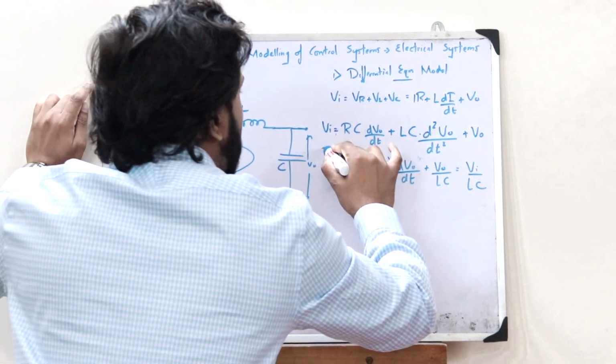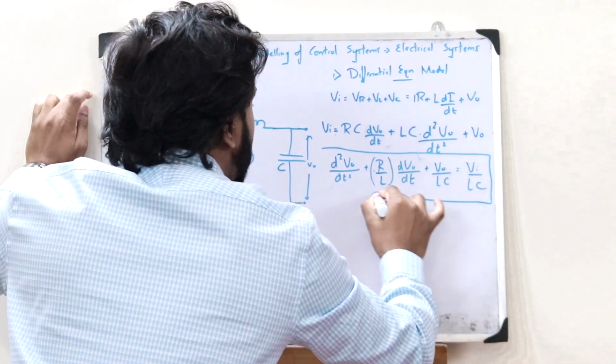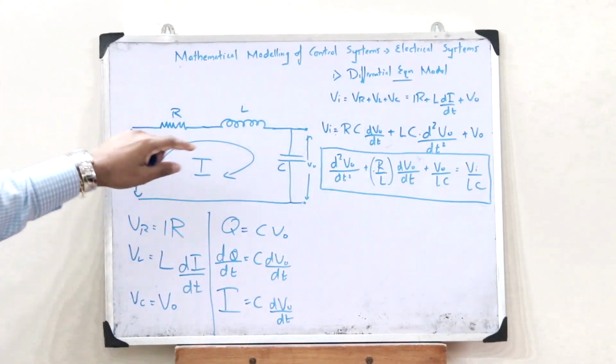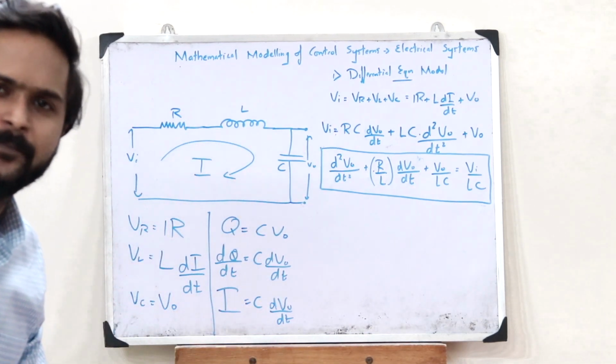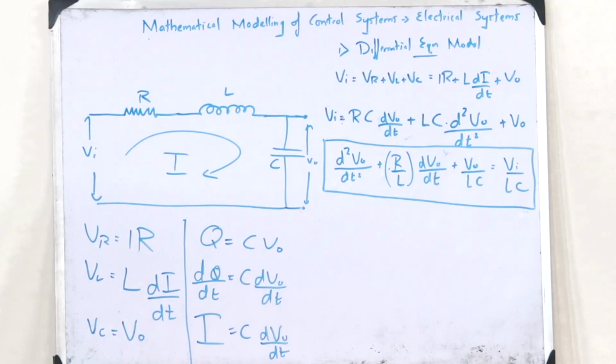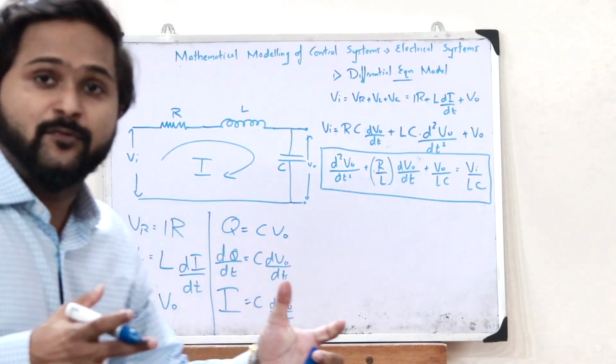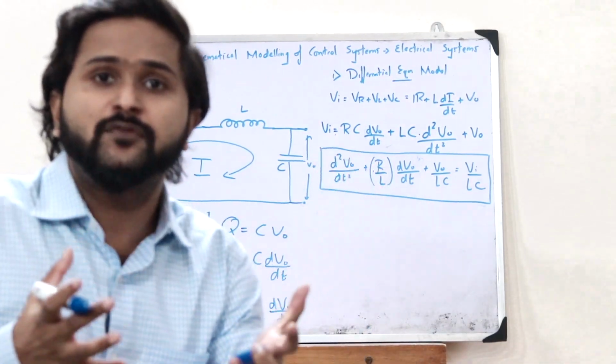This is simply what you refer to as the differential equation model of this particular electrical system, that is an LCR circuit. As simple as that, guys. So next we have what we refer to as the transfer function model.